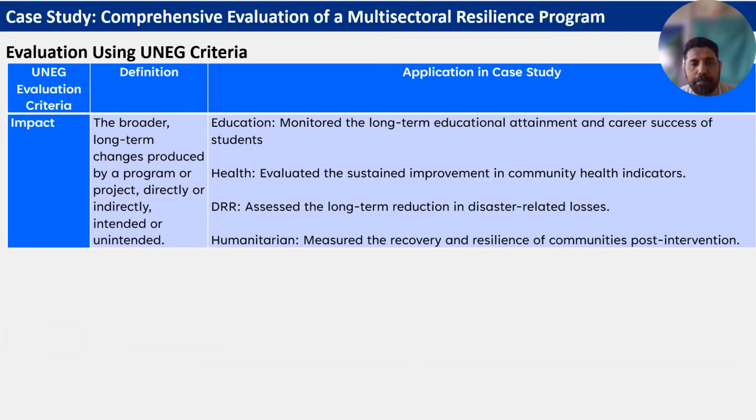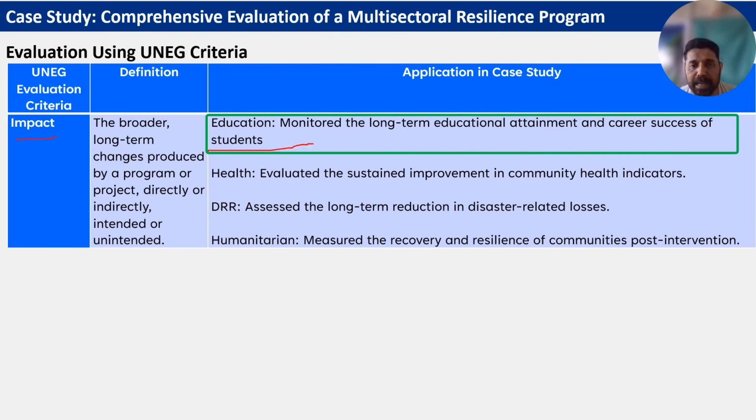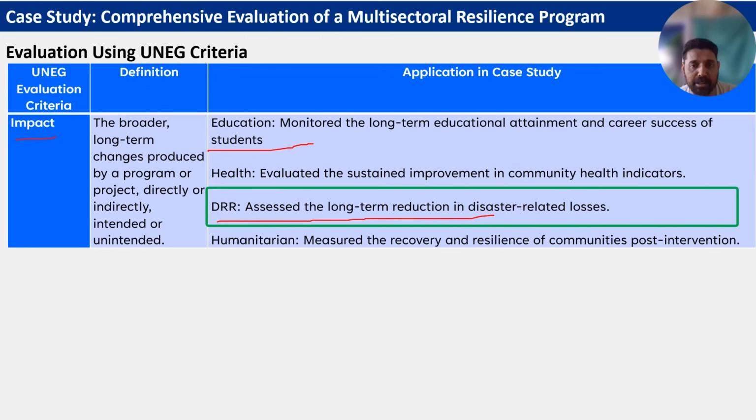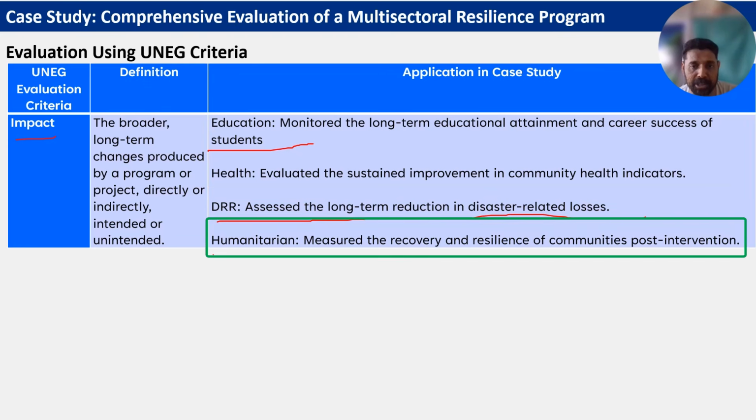Now, for the impact, we have the broader long-term changes produced by a program. So in education, we measured the long-term educational attainment and career success of students. Health, evaluated the sustained improvement in community health indicators. DRR assessed the long-term reduction in disaster-related losses, and humanitarian measured the recovery and resilience of communities post-intervention.